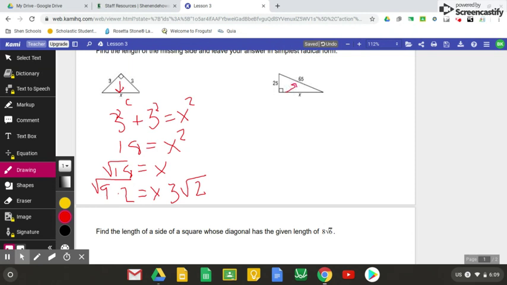Ooh, this time, look, 65 is with my C. So that means I got x squared plus 25 squared equals 65 squared. The x is on the other side this time. So, all right, how are we going to solve this? Well, step 1, square everything. So I still got x squared plus, I'm going to square the 25, so 25 squared. That's 625 equals 65 squared. 4,225.